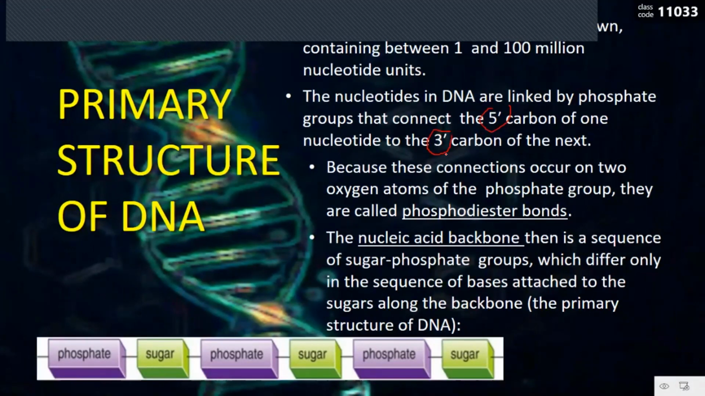And we call that bond between them in the number 3 and number 5 as phosphodiester bonds. Okay? This sequence of our phosphate and sugar dictates the primary structure of our DNA because it acts like the backbone of our DNA. Okay? The alternating sequence of sugar and phosphate groups.